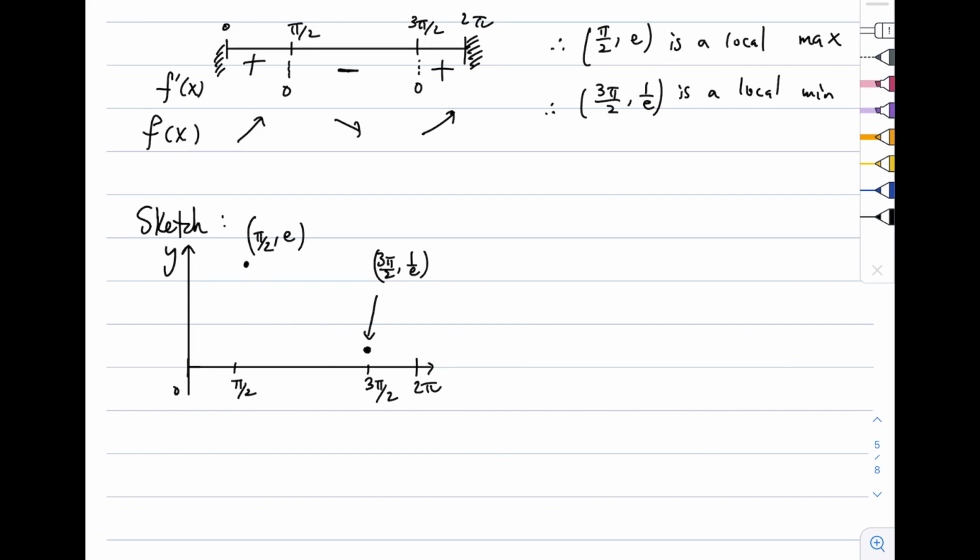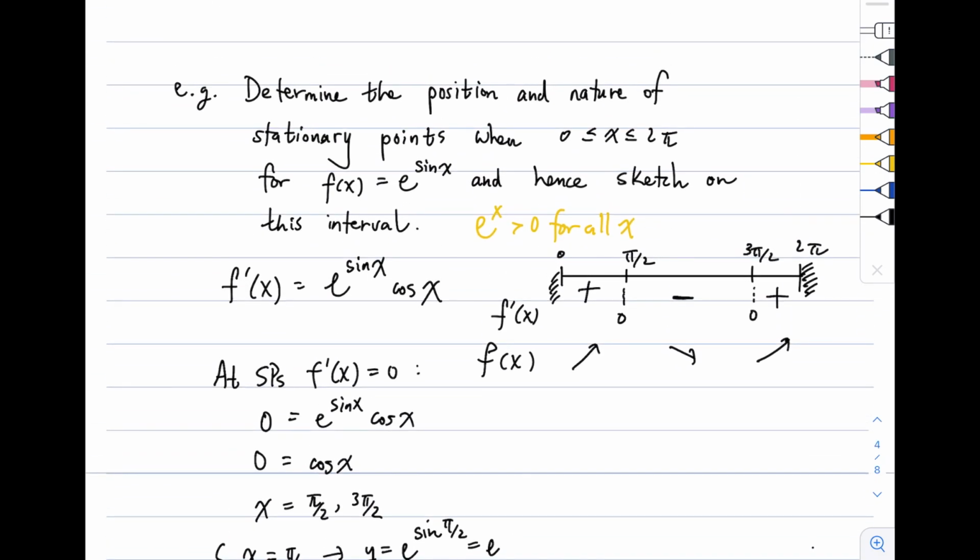Now, the other points that I might want are the boundary points, so at 0 and at 2 pi. So if we go back to the original function, when x is 0, sine of 0 is 0, and e to the power of 0 will be 1. And sine of 2 pi is also 0.